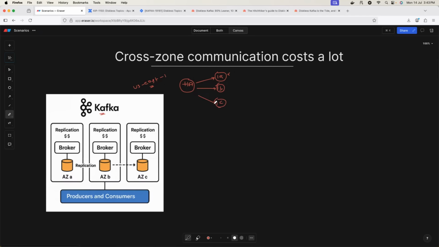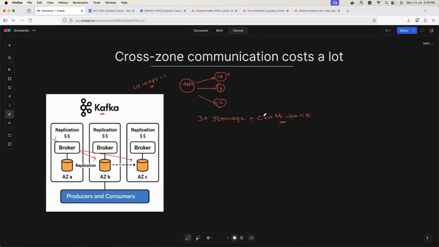But the problem with this approach when it comes to Apache Kafka is that when this broker tries to replicate the data onto the other brokers, along with 3 times storage cost, which we just learned in the previous scenario, you will also be costed for cross-zone networking costs.